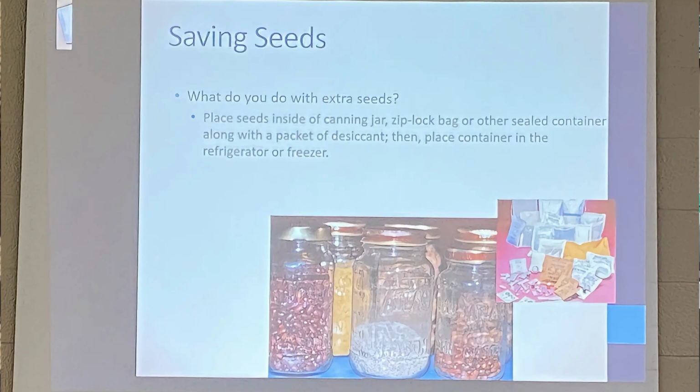And then saving seeds. What do you do with extra seeds? Place seeds inside of canning jars, Ziploc bags, or other sealed containers along with a packet of desiccant. Then place the container in the refrigerator or freezer. That helps prevent or stop germination.